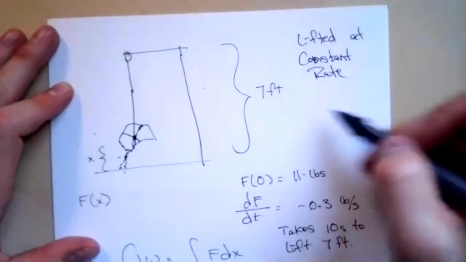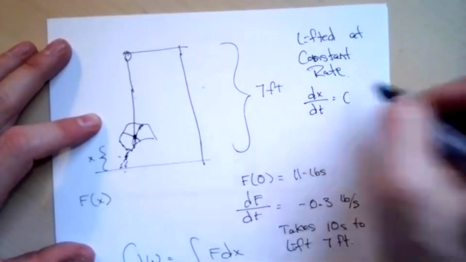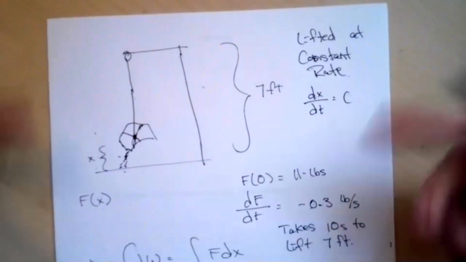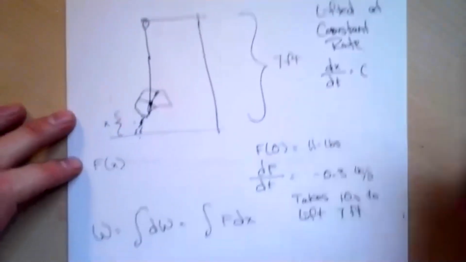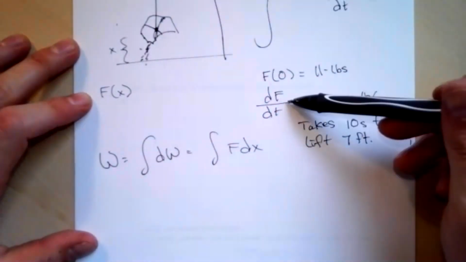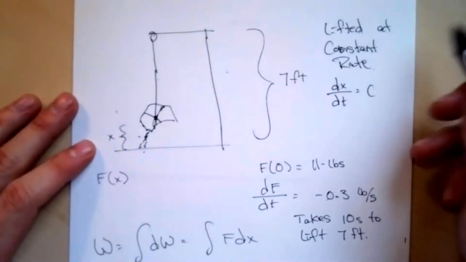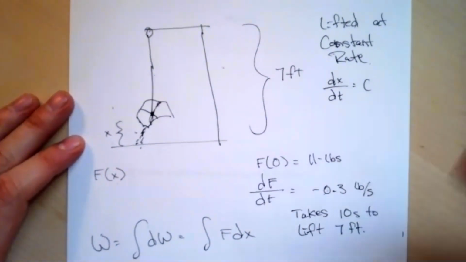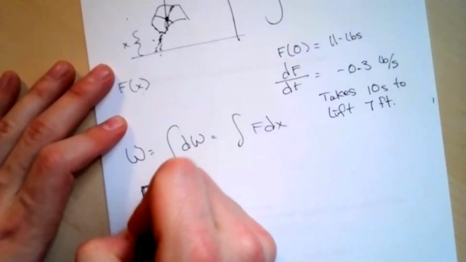So what is lifted at a constant rate? It means the rate of change of x is constant. We're lifting it at a constant rate. So how do we want to think about this? Well, the force, the weight of the object, is going to depend on the height, and the height is going to depend on time. So we can use the chain rule and sort of related rates problems to come up with what f of x should be. Let's come up with our functions here.